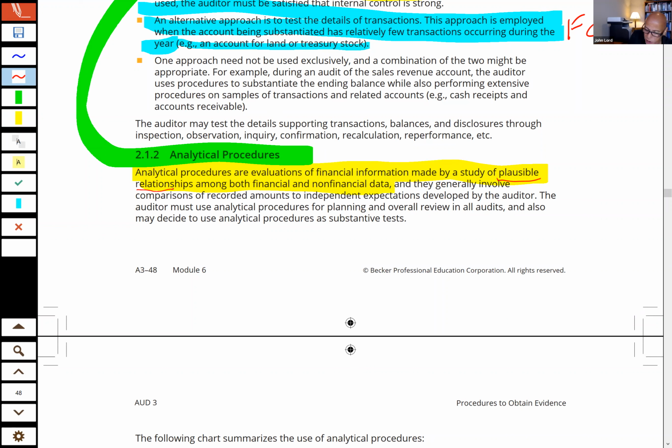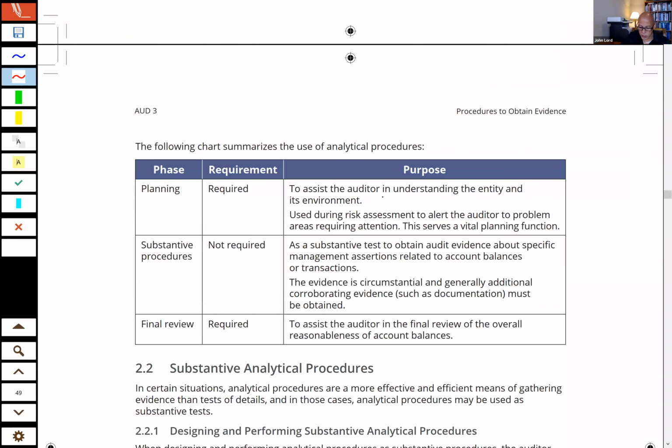A couple of important things. Plausible relationships: you're looking for a cause and effect type relationship, and you don't have to limit your analytical procedures to purely financial data. You can also use non-financial data. Now, when do you use these analytical procedures? I want to go over to the chart on the next page, and I want you to flashcard this.